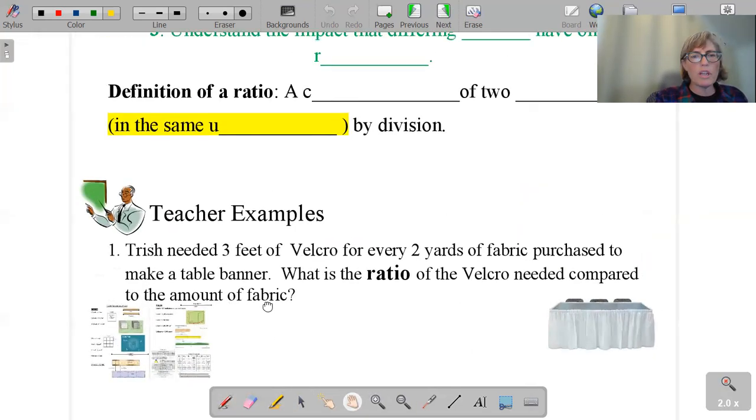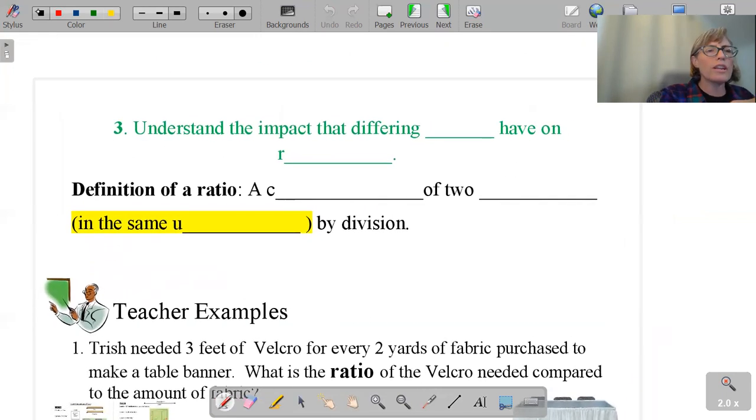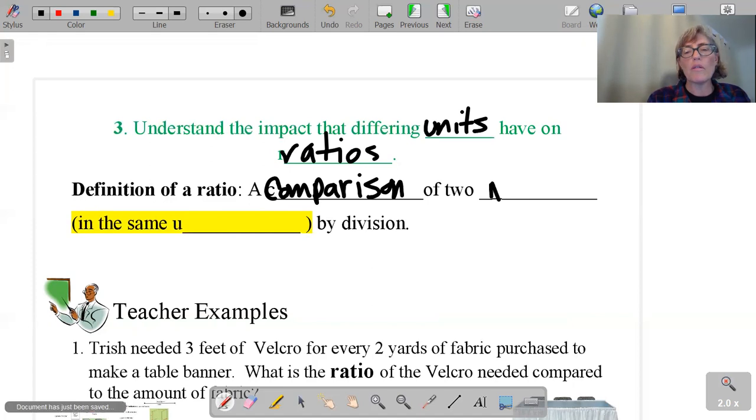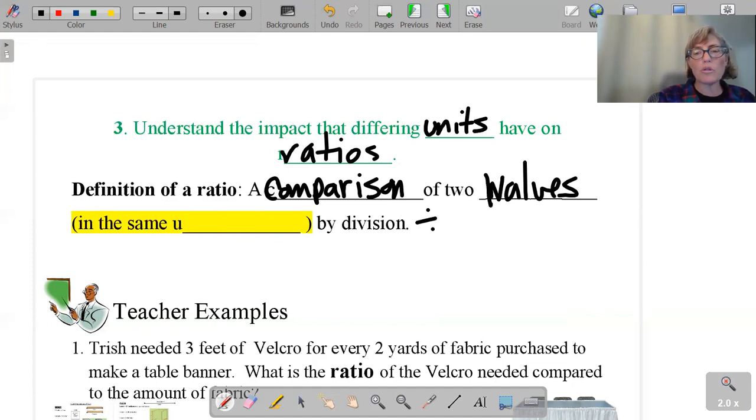All right, the next thing we need to watch out for is understanding how differing units have an effect on ratios. You have to watch out for units. Billions of dollars can be wasted if you don't keep track of units. We're going to do an example of this in class. Remember, a ratio is a comparison of two values by division. But when we say values or items, they must be in the same unit.